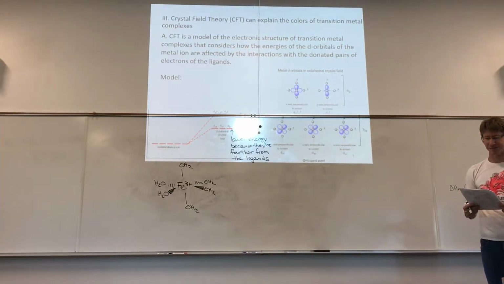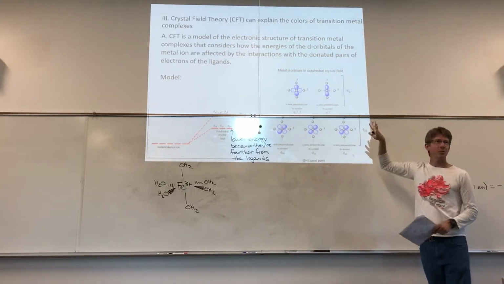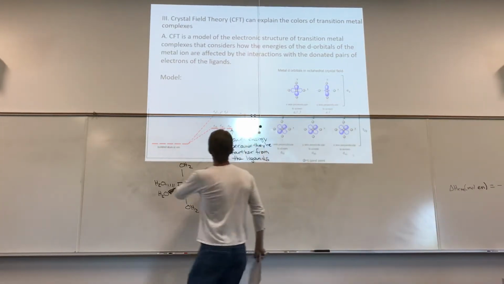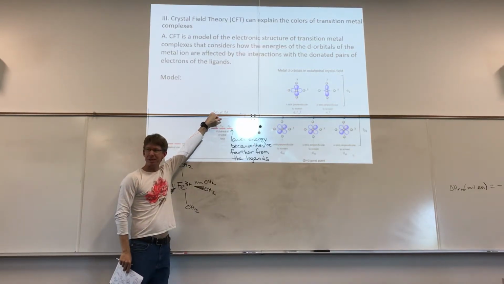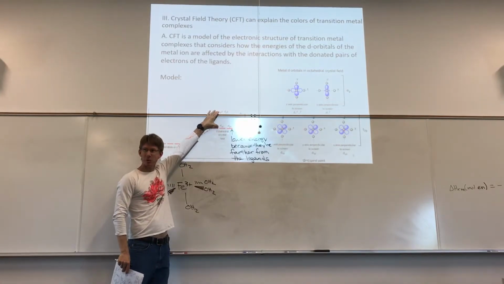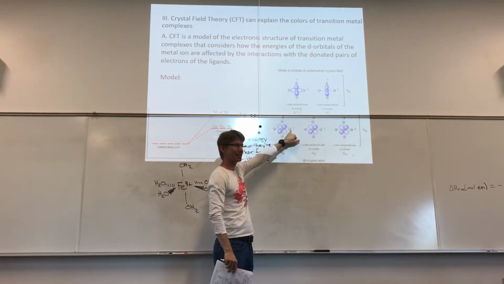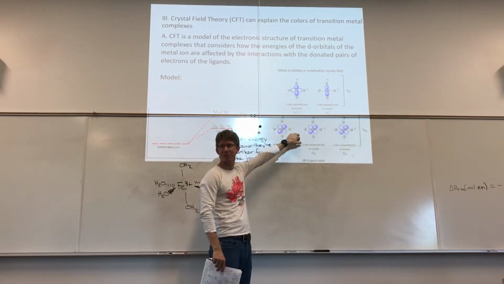Let's see. These are symmetry groups that, when I took this picture, were from an advanced inorganic chemistry site, so we don't need to know those either. What you need to know about this is that there are lower energy and higher energy orbitals, and that this splitting of the d orbitals is because of the positions of the ligands with respect to the d orbitals. That's what we need to know from this picture.